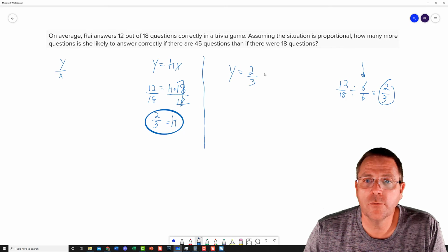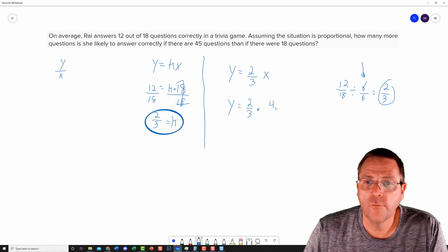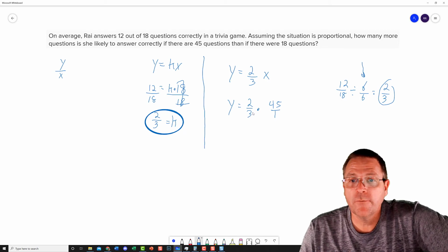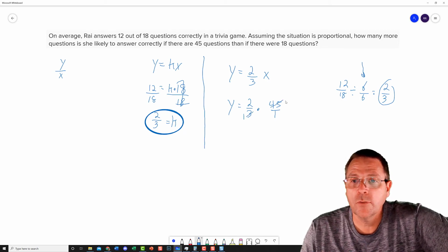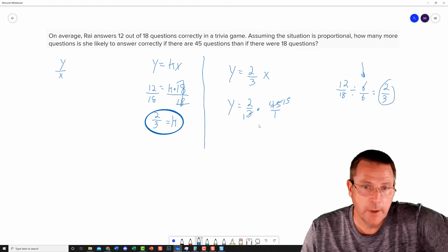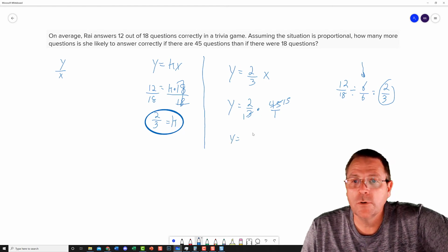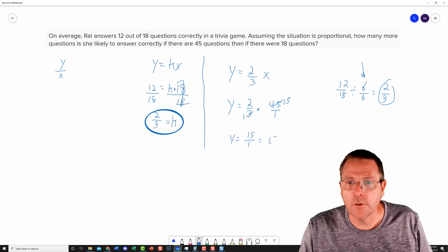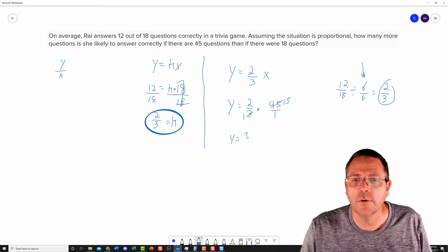From there, I'm going to go back and put that 2/3 in for the constant of variation. y is equal to 2 over 3 times x, where x is 45 questions. If you remember when we multiplied fractions, we can simplify first. 3 goes into 3 1 times, 3 goes into 45 15 times, and now I can say y is equal to 2 times 15 is 15, 1 times 1 is 1, so our y value is going to be 15. I'm sorry, not 15. I totally got lost in my thoughts there listening to the dog bark at the goose. That would end up being 30 over 1, also known as 30.